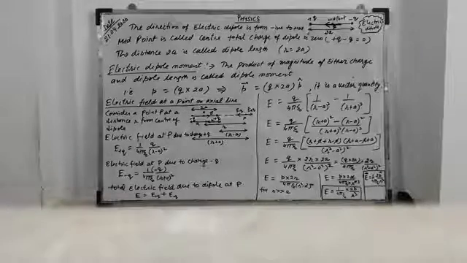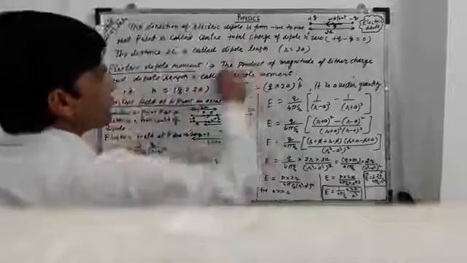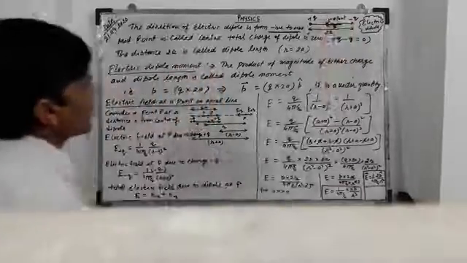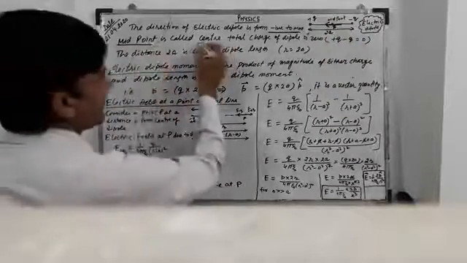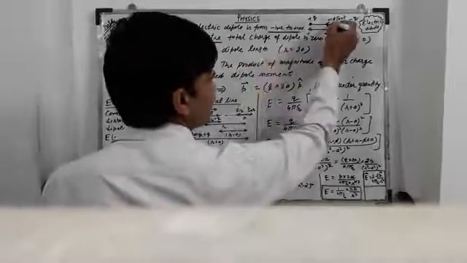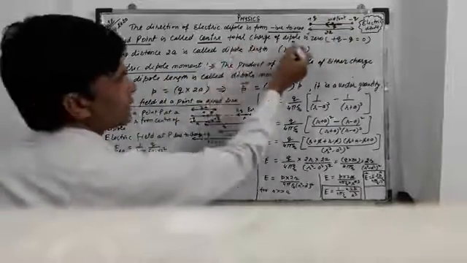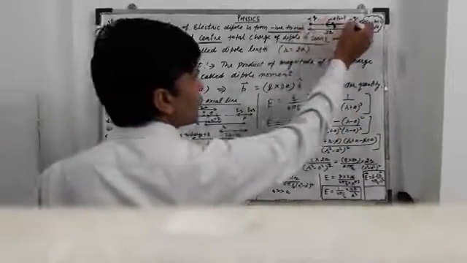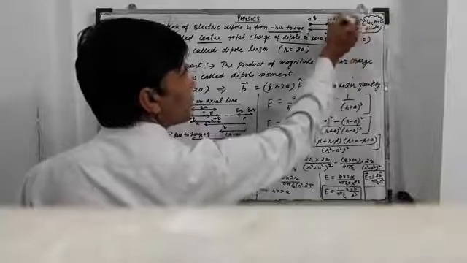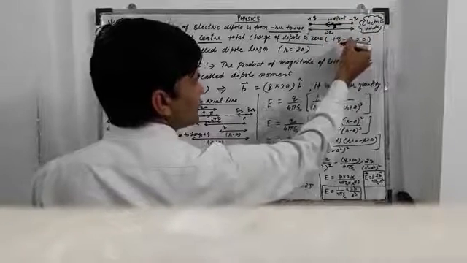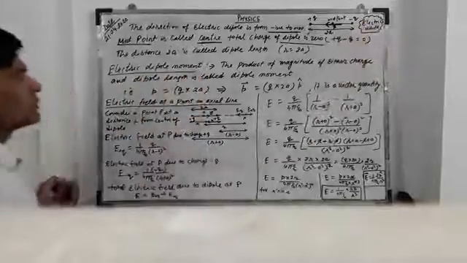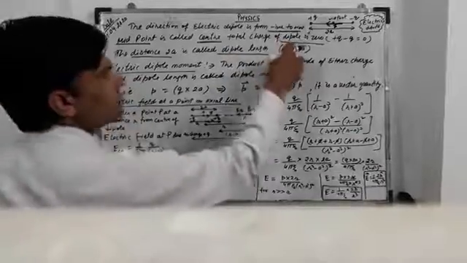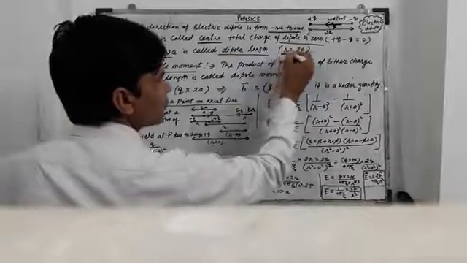The direction of the electric dipole is from negative to positive. The midpoint is called the center. The total charge of the dipole is 0 because there are two charges of equal magnitude but opposite sign, so the sum of these two charges is equal to 0. The distance 2a is called the dipole length. Here we are taking r is equal to 2a.